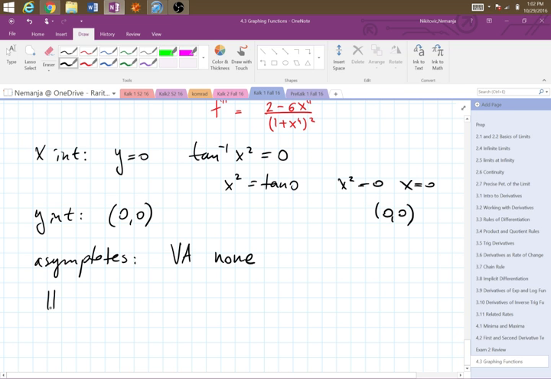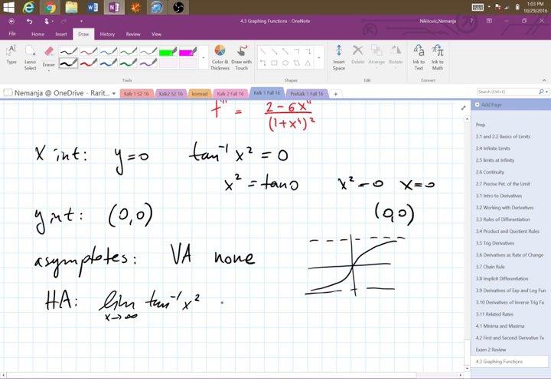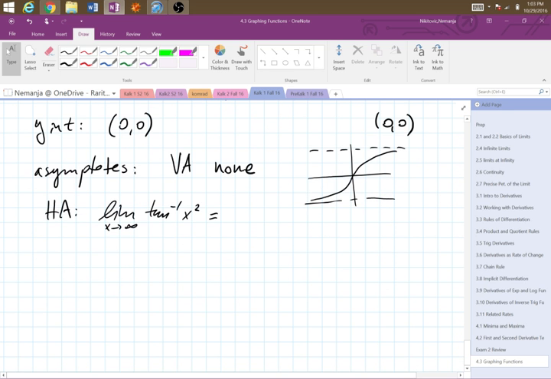Now, horizontal asymptotes. This is the trick. I'm going to draw inverse tangent, but this is the inverse tangent of x. We are not sure if x squared changes this situation. So the best way to do this is to actually take the limit and see what's happening. So the limit of tangent inverse of x squared as x goes to positive infinity. It's still going to be pi over 2, but let's see how.